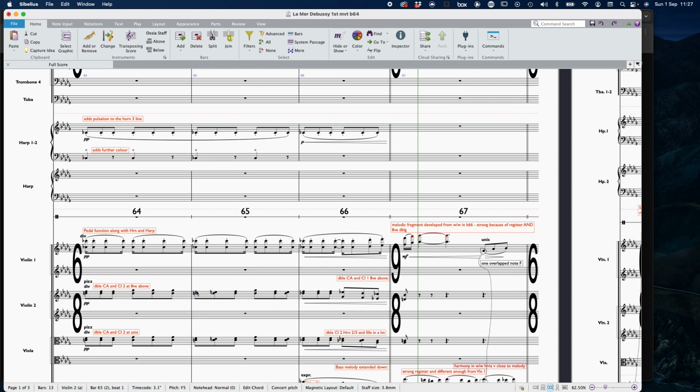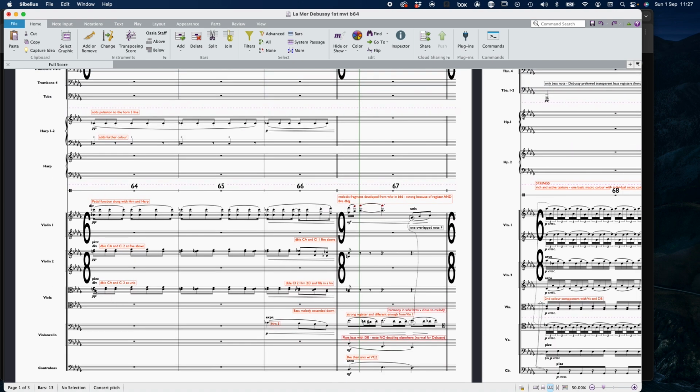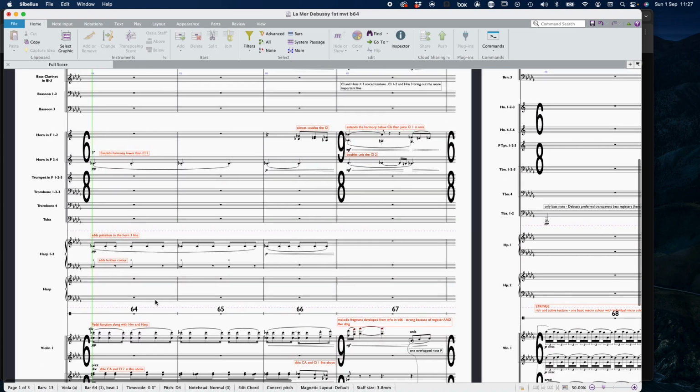So here, there we go, with a little bit of sort of light harmony, basically. So altogether, that's what we've got.